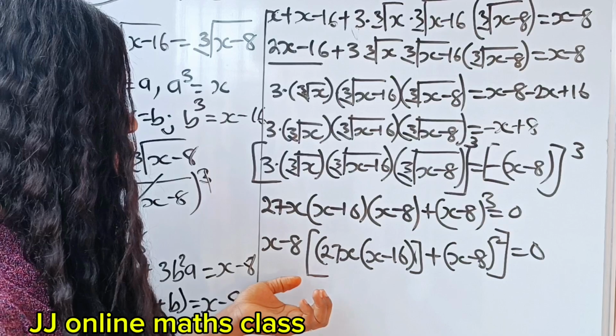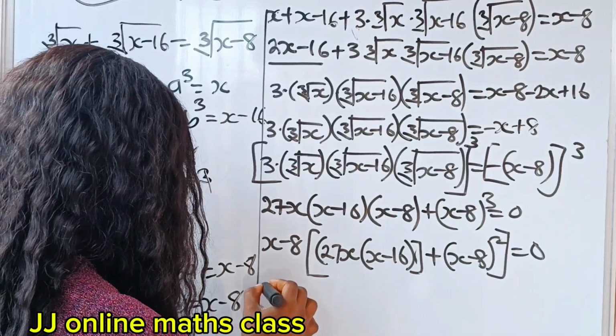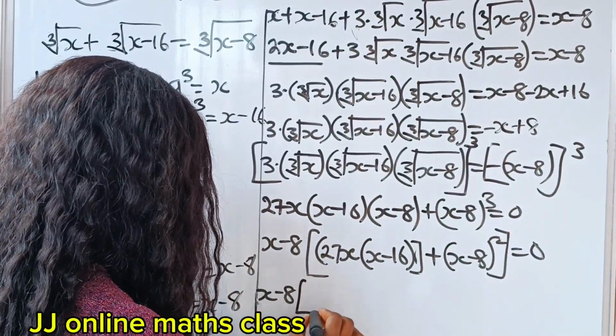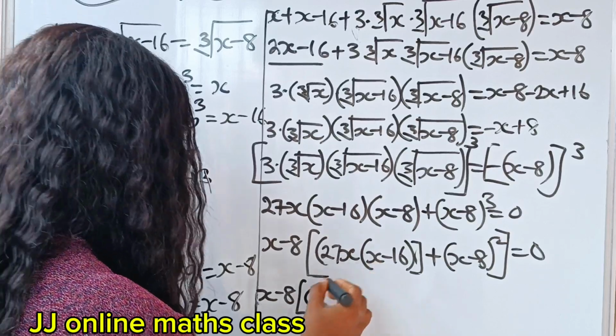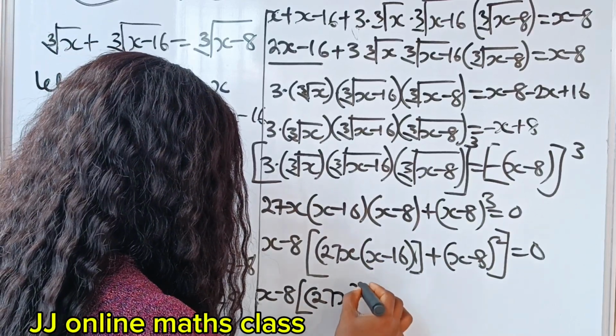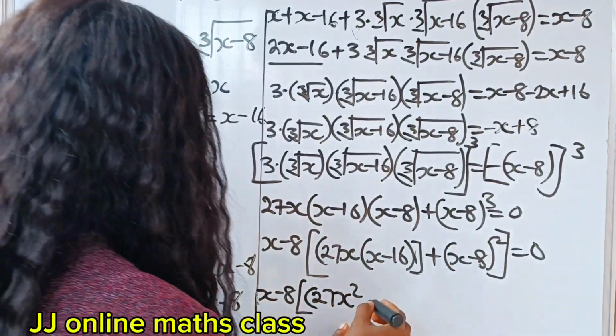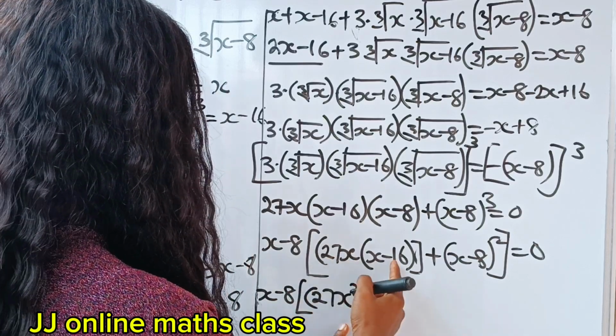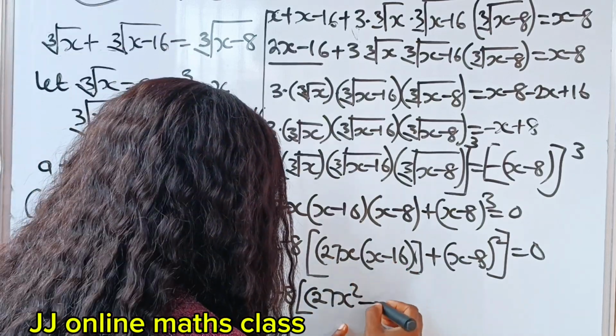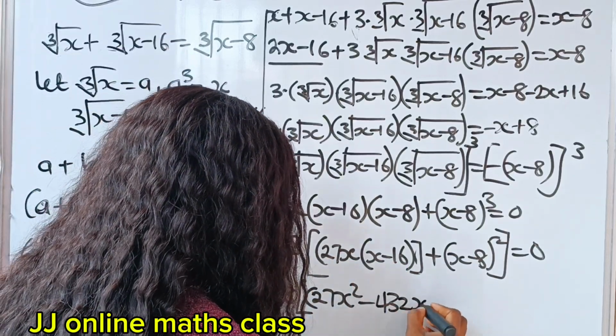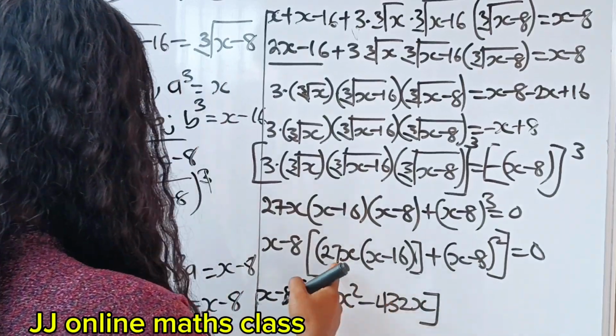Okay, so let's expand this. So we have x minus 8, okay, bracket 27x times x will give us 27x squared. All right, now minus 27x times minus 16 will give us minus 432x. Okay, so we are done with this.